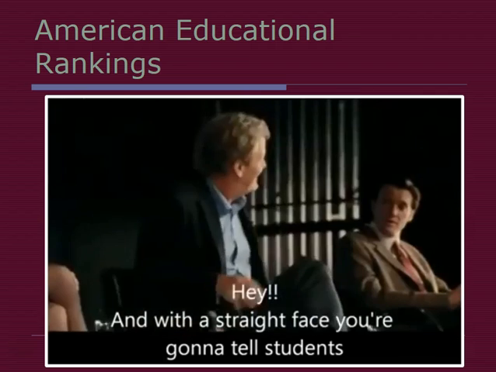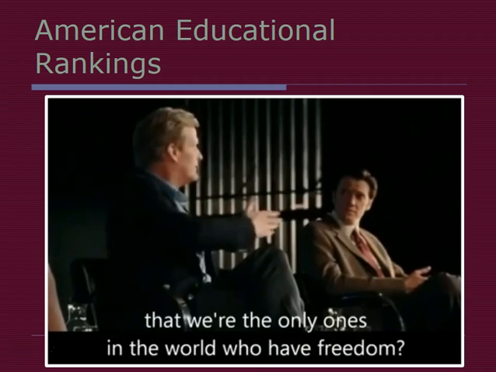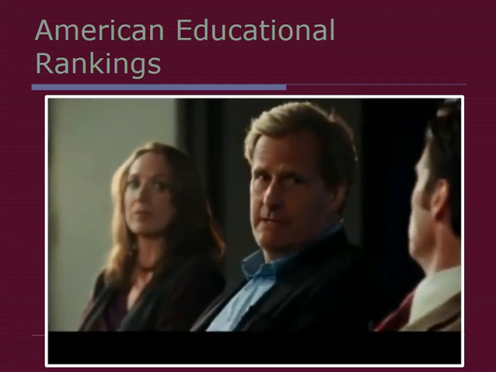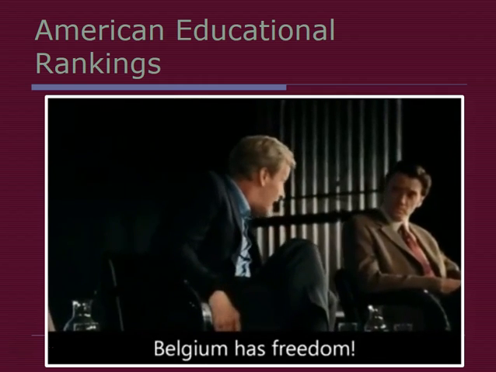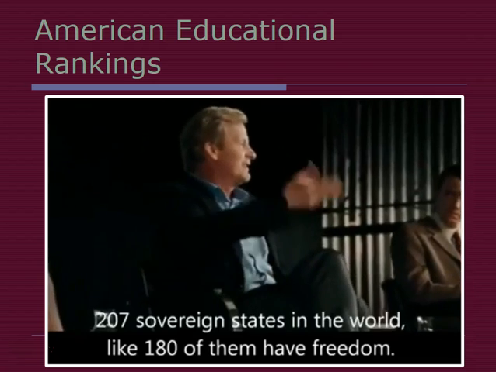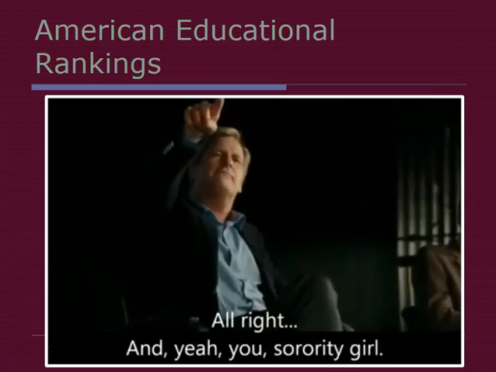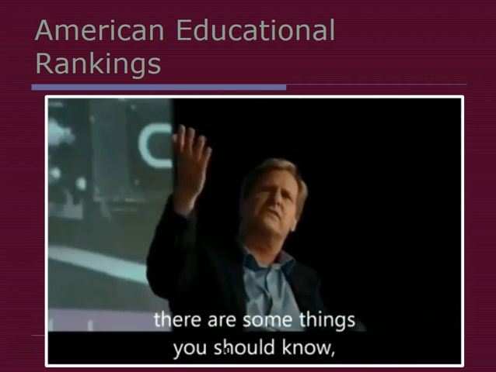And with a straight face, you're going to tell students that America is so star-spangled awesome that we're the only ones in the world who have freedom? Canada has freedom. Japan has freedom. The UK, France, Italy, Germany, Spain, Australia, Belgium has freedom. So 207 sovereign states in the world, like 180 of them have freedom. All right. And yet you, sorority girl, just in case you accidentally wander into a voting booth one day, there's some things you should know.